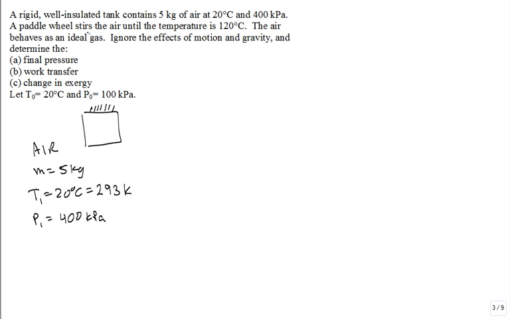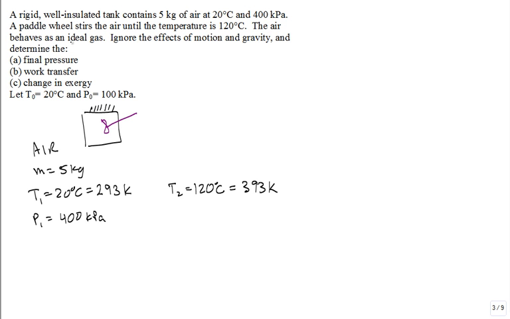A paddle wheel stirs the air until the temperature is 120 degrees C. So there's a paddle wheel that comes into the tank. A shaft turns that paddle wheel, spins, and beats the air until the temperature of the air at the final state is now 120 degrees C. So that's 393 Kelvin.